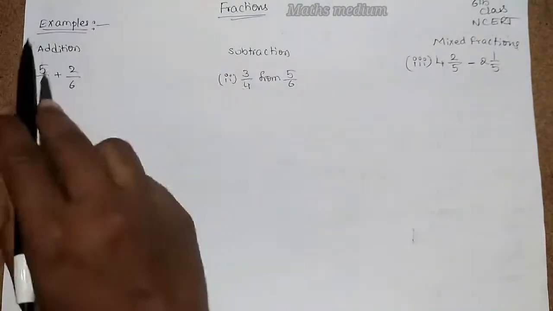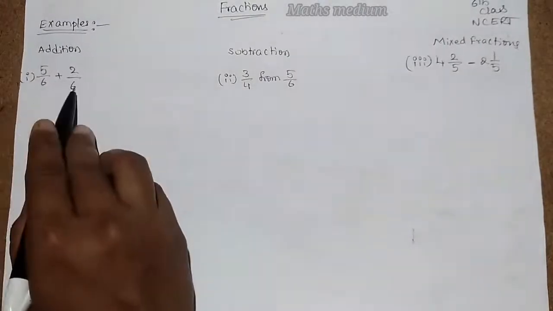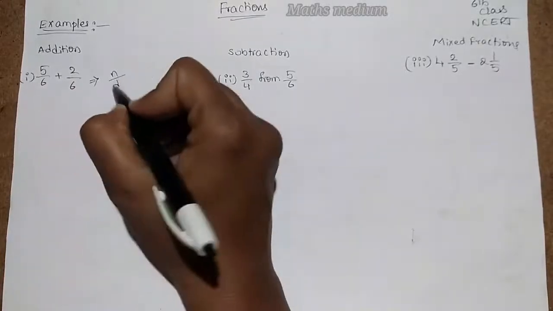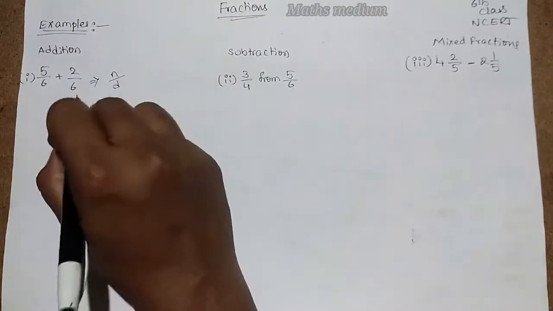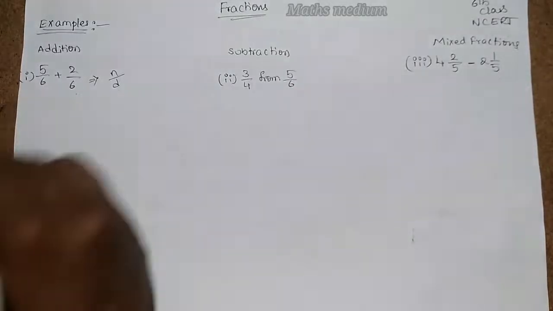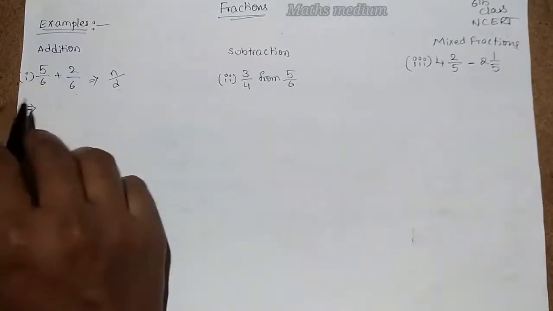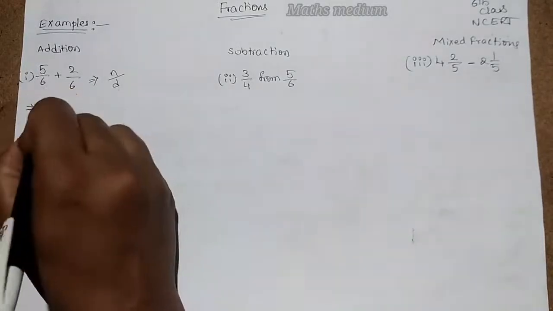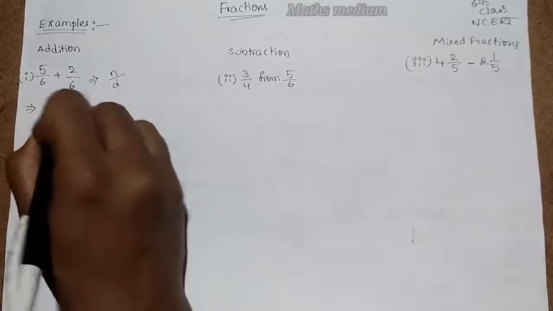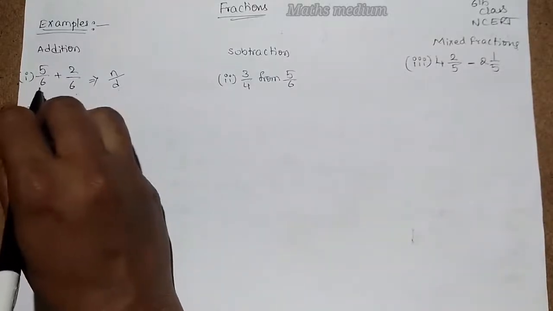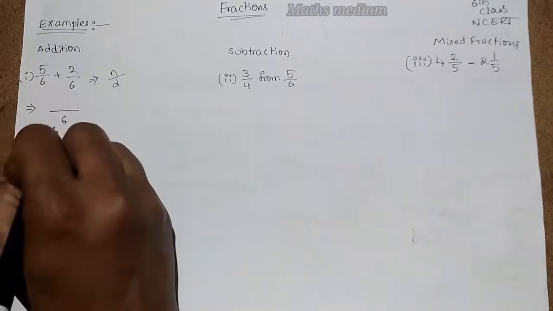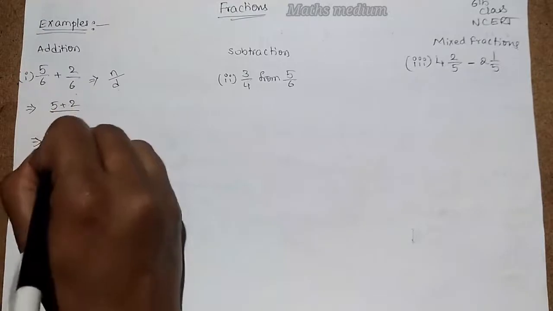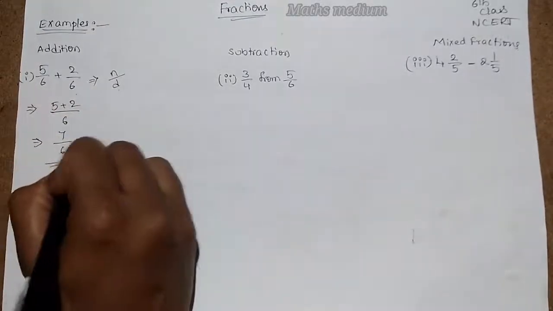Now coming to the addition. Here these two are like fractions. We know about like fractions: the denominator is the same for both fractions, so they are said to be like fractions. Like fractions addition is easy. So here we get the denominator as 6 because both denominators are the same. Numerators: 5 plus 2, so 5 plus 2 is equal to 7 by 6. This is the answer for this question.